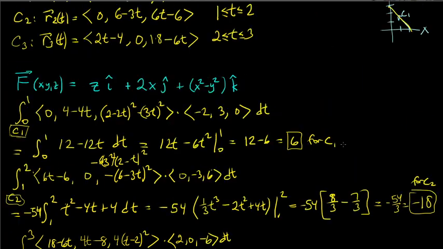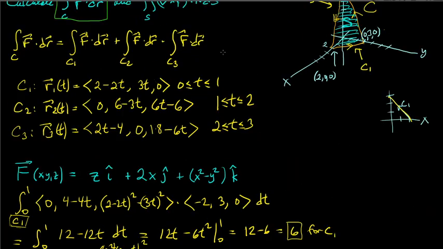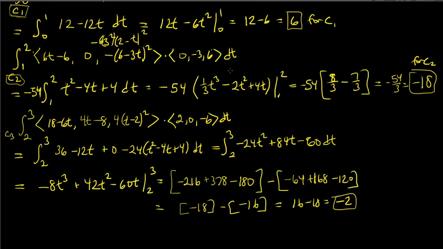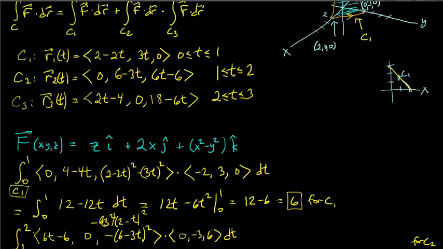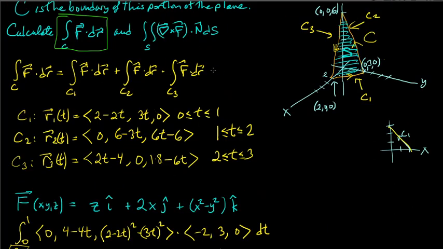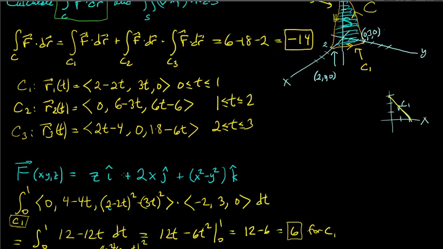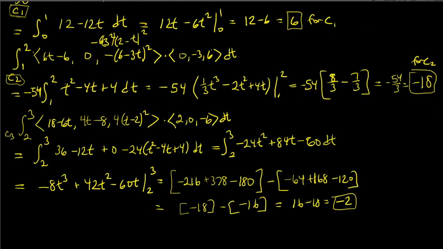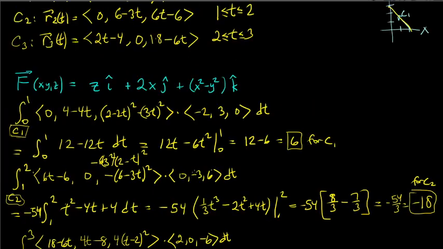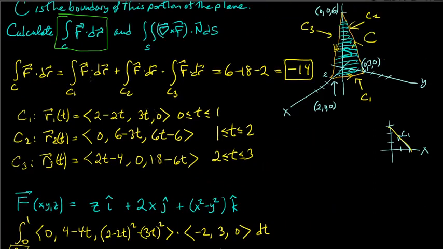Wow, okay. So I hope this is correct. And now we just have to add the 3 integrals up here. So 6 minus 18 minus 2, I think in that order. Right. So negative 14. All right. I hope that's it. Again, could have easily made a mistake here, but that should be the line integral, right?